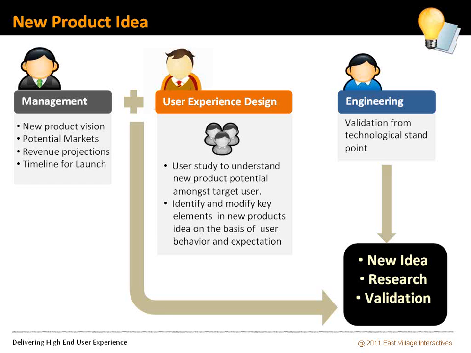So all a management person must do is just explain what the vision is, what are the potential markets, what are the revenue projections that you're looking at, and what are the timelines for launch. And considering all of that, the user experience design team must come up with certain ideas that can be explored on these lines. Once the management has explained the vision, there's a certain amount of validation that should come from the technology standpoint in terms of whether what the management is thinking is technologically possible, or you would need the involvement of, let's say, a new technology in this.